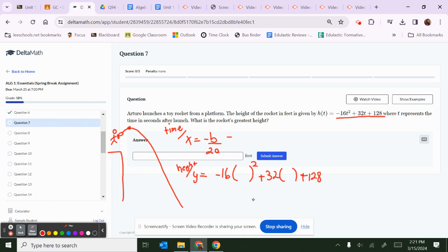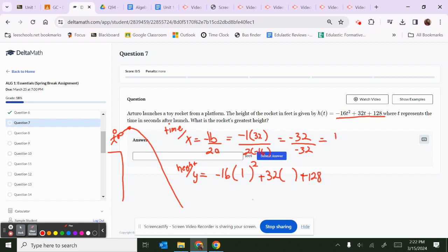Okay. So here I would have negative 1 parentheses over 2 parentheses, because in front of this b is technically a negative 1. All right. I plug in my b, which is 32. Plug in my a, which is negative 16. Negative 1 times 32 is negative 32. 2 times negative 16 is negative 32. Negative 32 divided by negative 32 is positive 1.